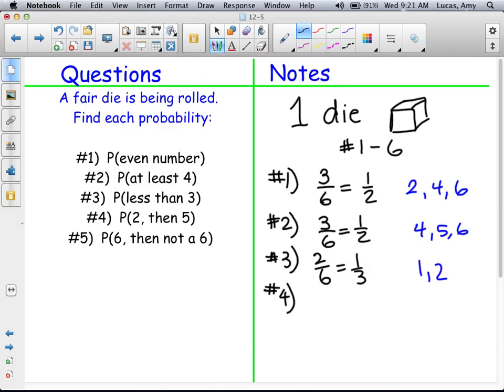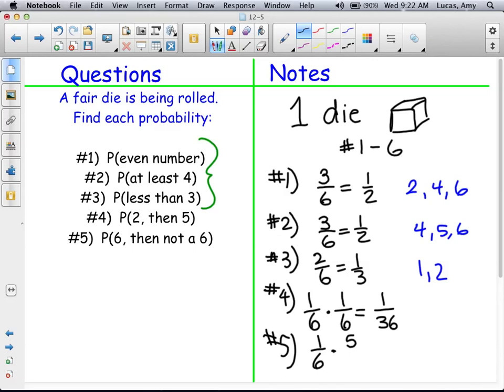Number 4. A 2, then a 5. Now we're talking about 2 different things happening. There's one 2 out of 6 numbers on the die. And then a 5 means one 5 out of 6. So this is a compound event. When the first 3 were just one event, the next one is compound. And then same with number 5, getting a 6 is 1/6, and then not a 6, well there's 5 numbers that are not a 6, so you have to multiply your probabilities together, 5 out of 36.